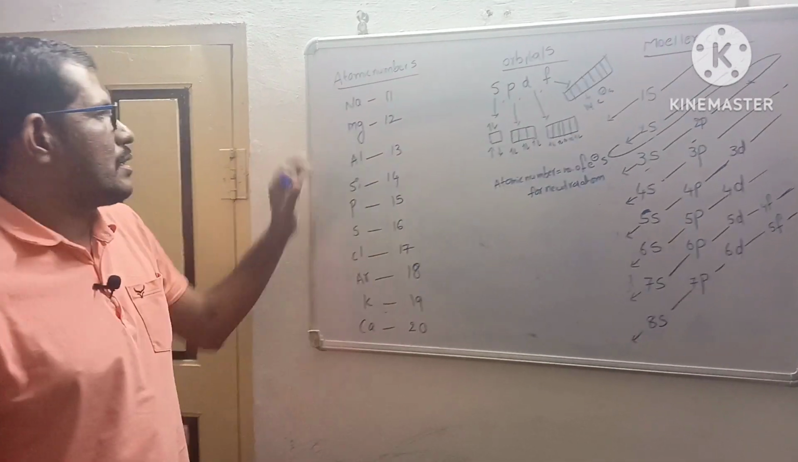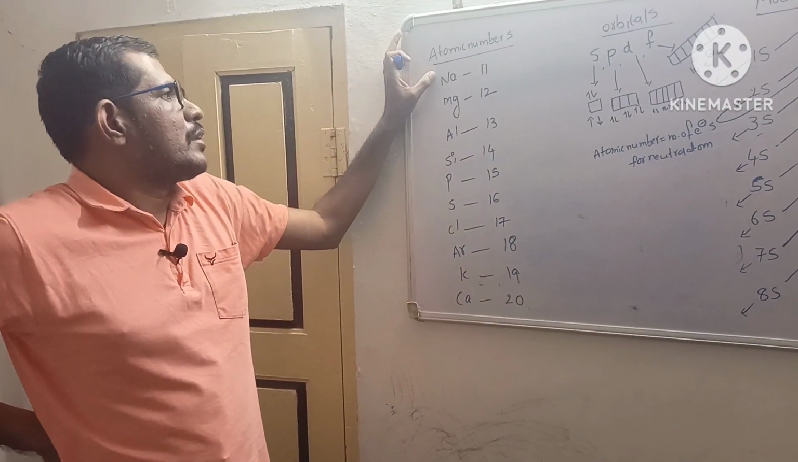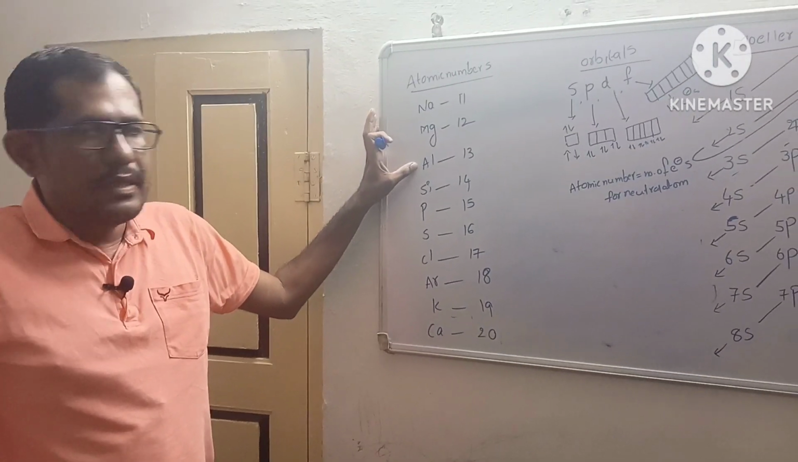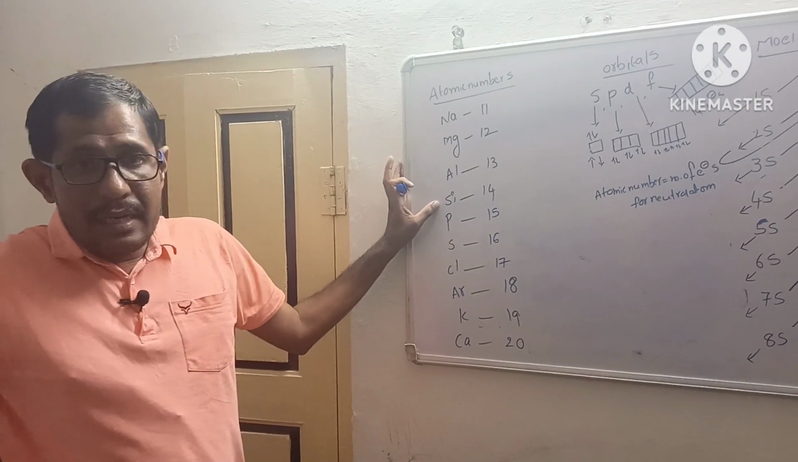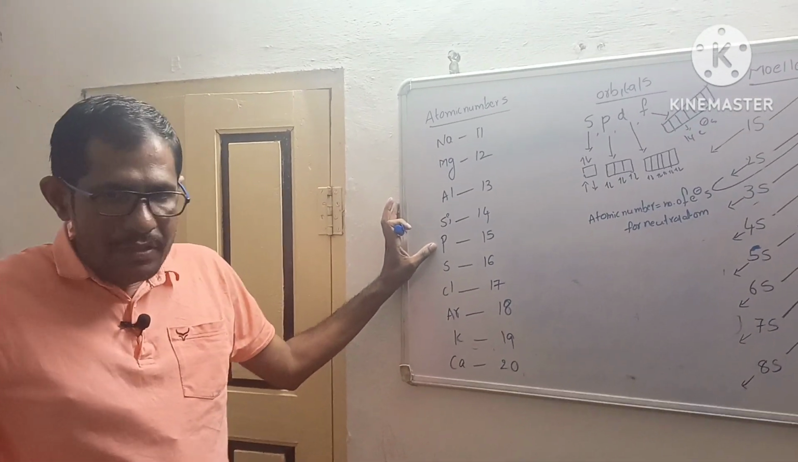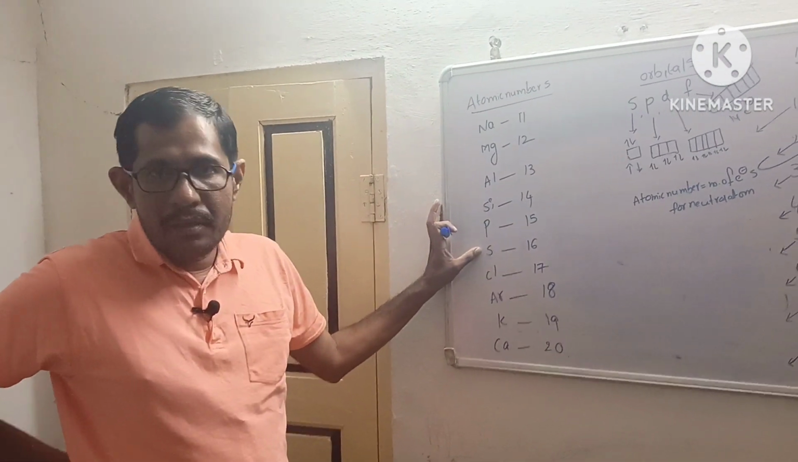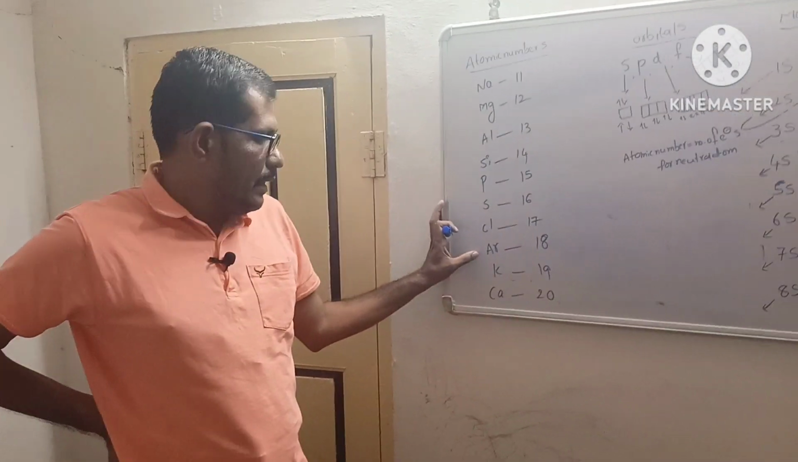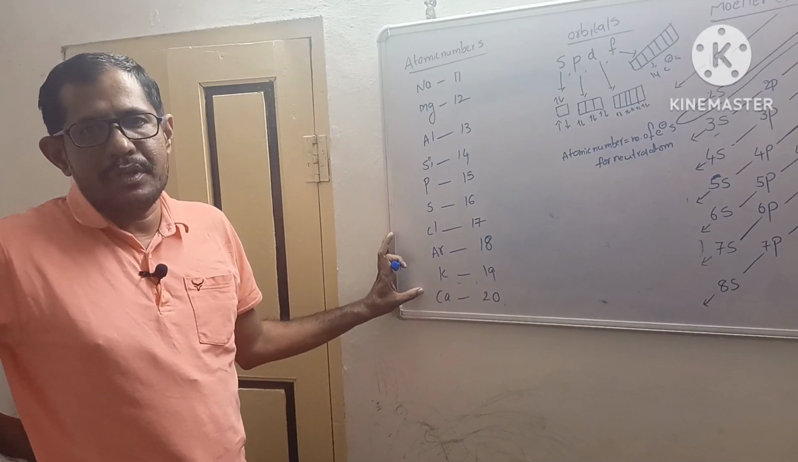So Na stands for sodium. Mg stands for magnesium. Al stands for aluminum. Si stands for silicon. P stands for phosphorus. S stands for sulfur. And Cl stands for chlorine. Then argon 18, potassium 19, calcium 20.